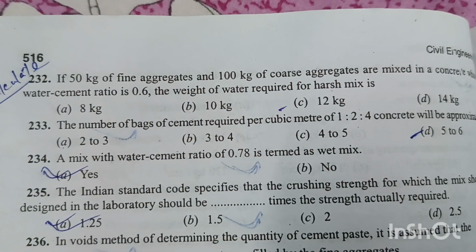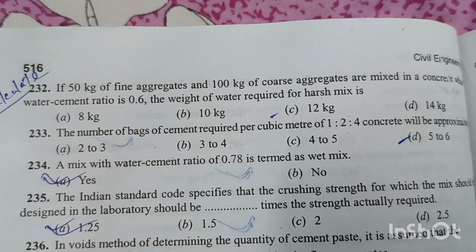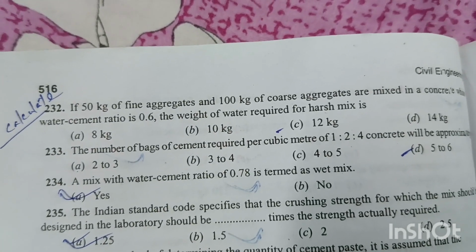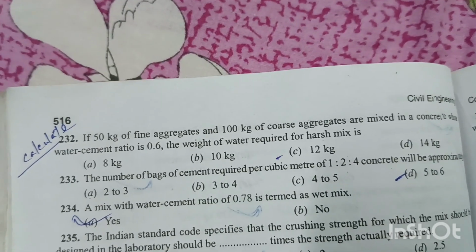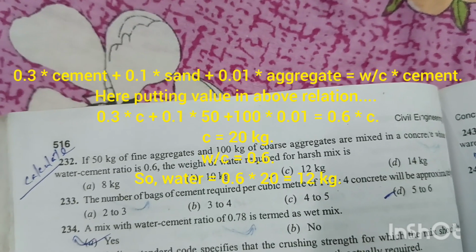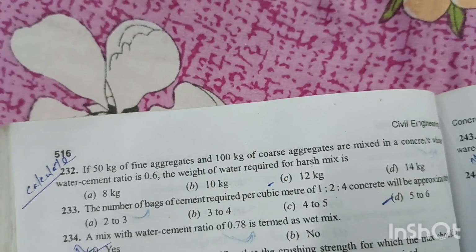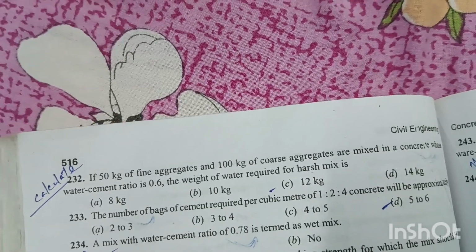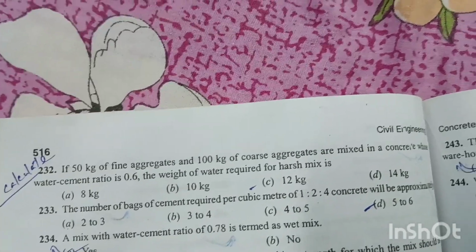So if we put the value in that equation, we will get the quantity of cement equal to 20 kg, and we know the water cement ratio equal to 0.6. So from this relation we can get the weight of water, that is 0.6 into 20 equal to 12 kg. Option C is the right answer.